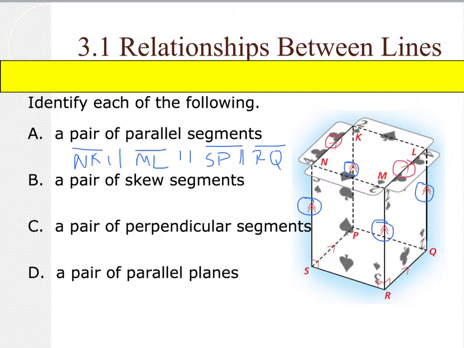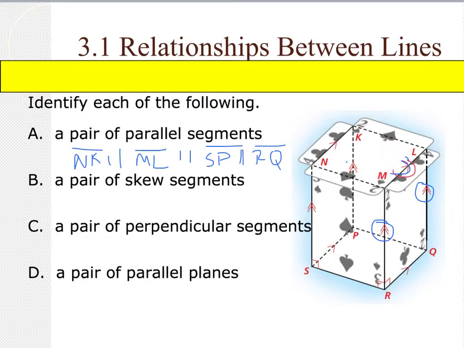Now, other ones that you could have: KL is parallel to NM, NM to SR, SR is parallel to SQ, or you could even have SN is parallel to RM, RM is parallel to QL, QL is parallel to KP. A lot of different answers that you could have, or you could have a mixture of those. As long as you have two lines that appear to be parallel, I would definitely focus on those markings right there, on those arrowheads. Skew lines. Skew lines is something different.